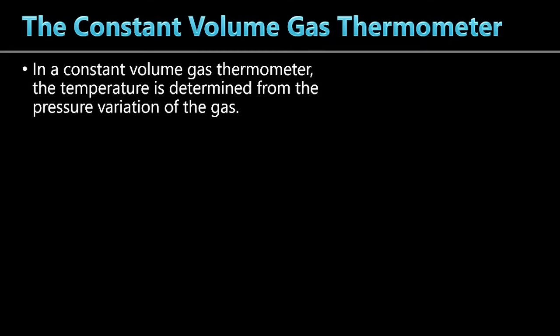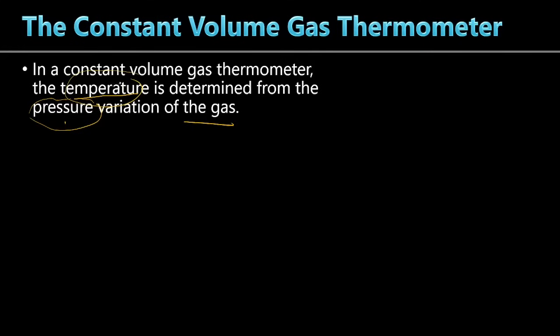Now, in the case of a constant volume gas thermometer, we can measure the temperature if we know the pressure variation. Why? Again, we know that the temperature and the pressure are related. Pag tumaas daw ang pressure, tataas din ang temperature. So if I know the pressure, I can also know the corresponding temperature provided that you know the relationship.